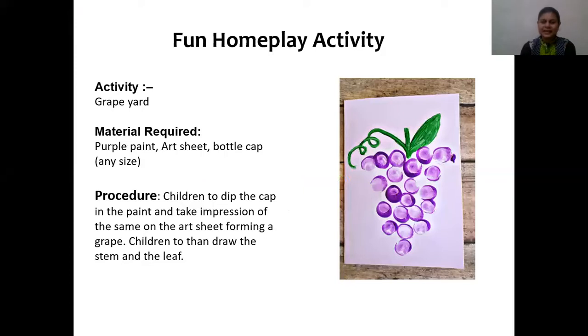So the fun home play activity is called grapevine. And what would you need for it? You would need purple paint, art sheet, and a bottle cap. And what would you have to do? So you have to dip the cap in the paint and take impressions of the same on the art sheet, forming a grape. And then, children, you can draw the stem and the leaves. So this is your fun home play activity.